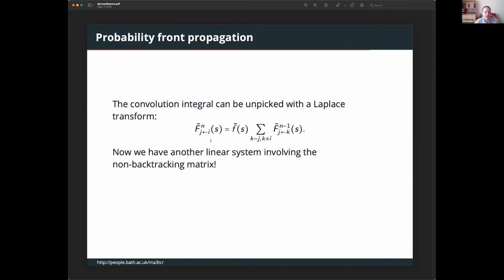I've got another linear system involving the non-backtracking matrix. This sum here is the sum over the neighbors in the non-backtracking matrix. This f tilde of s is the Laplace transform of the delay distribution. This is how the characteristic of the disease feeds into the spreading time. And then this piece here is again this linearity coming from non-backtracking.